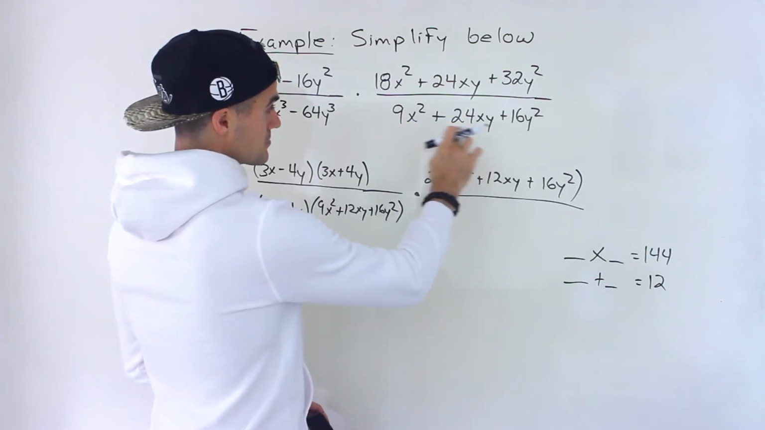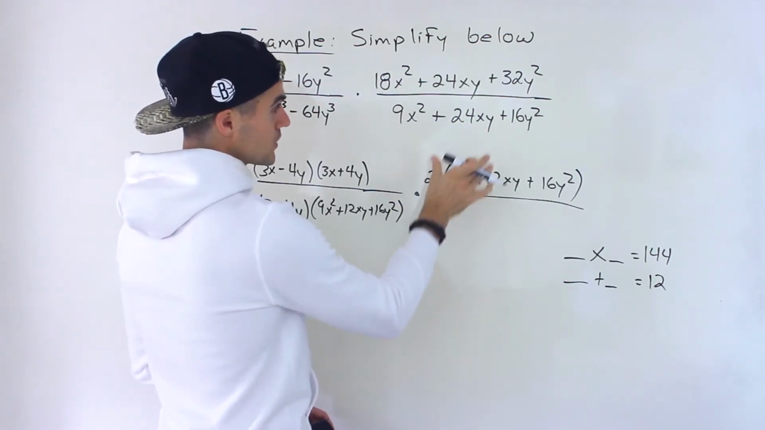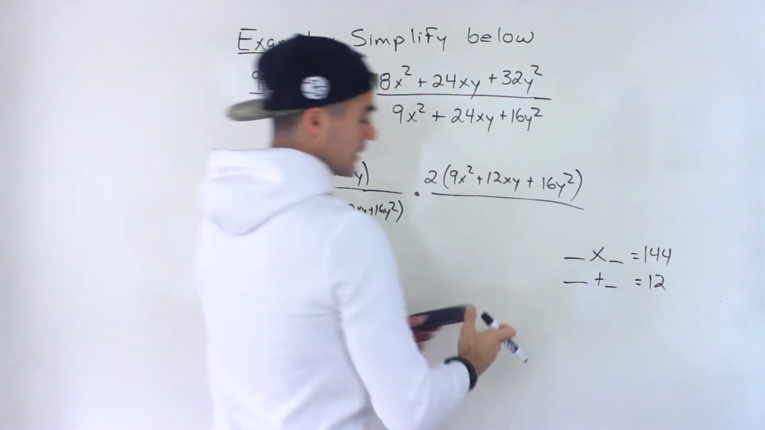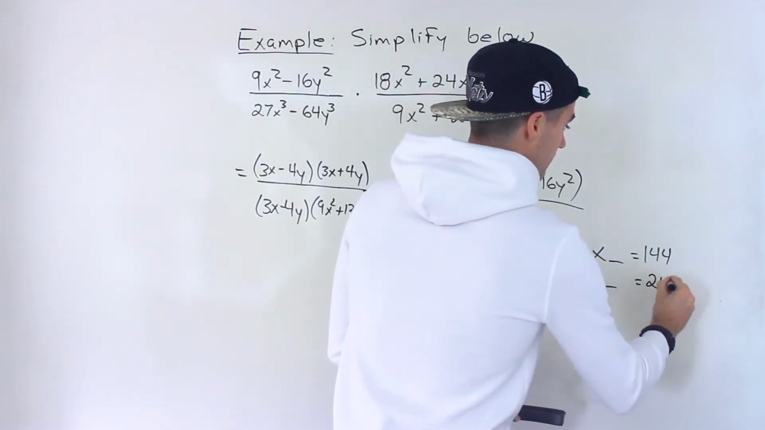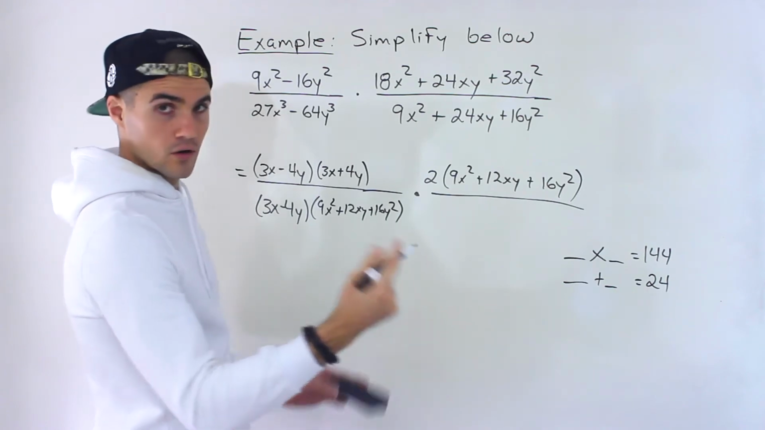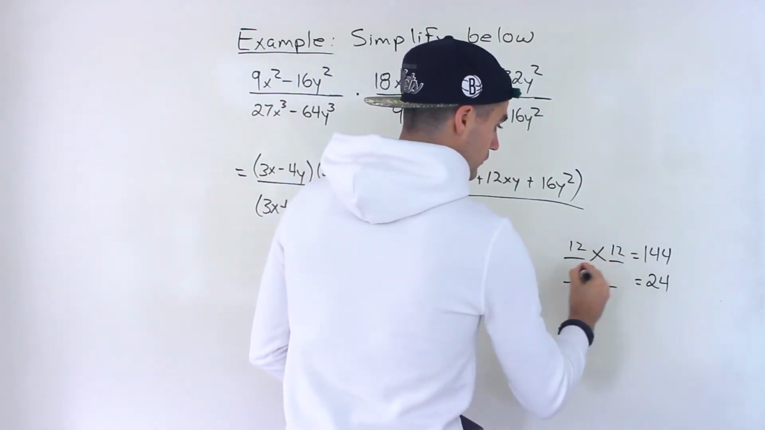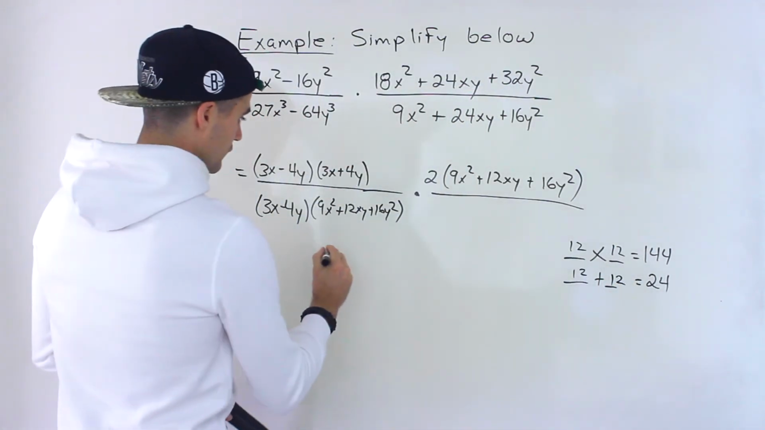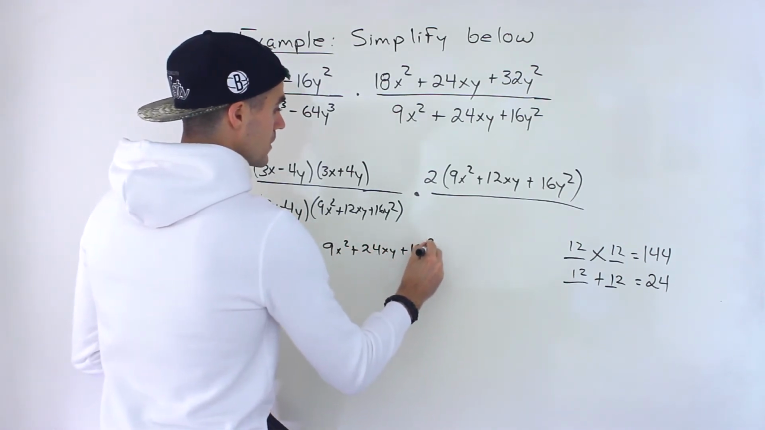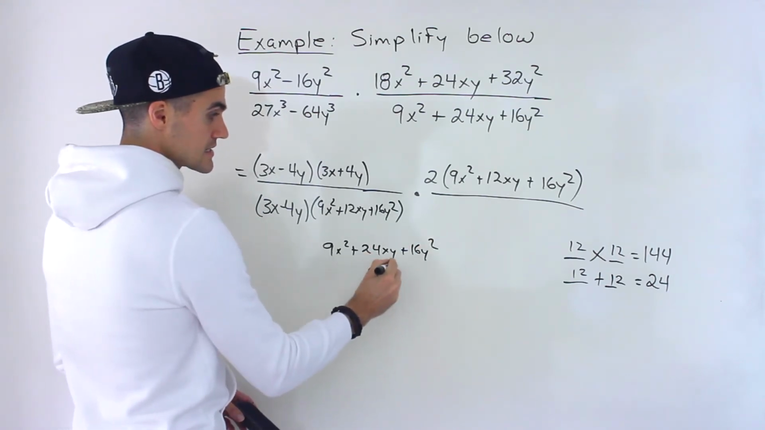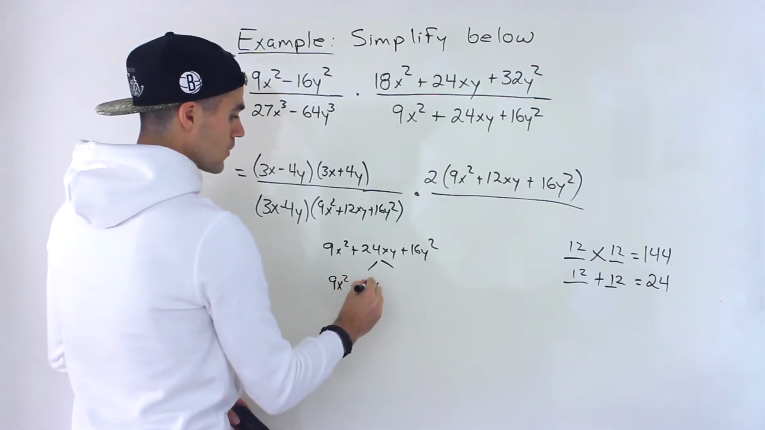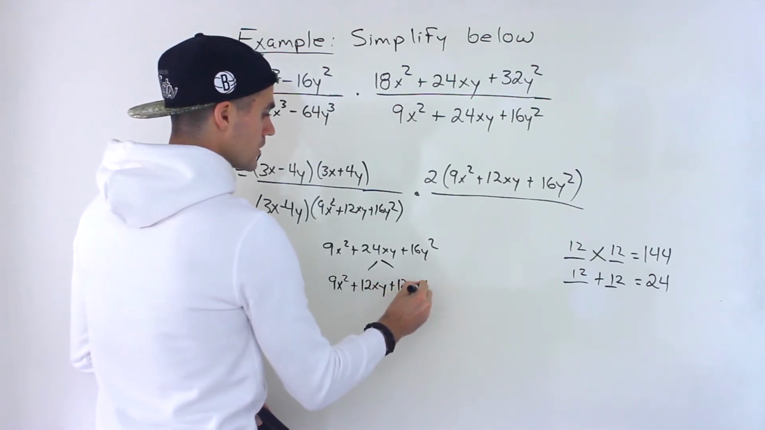Now, what about this bottom expression? 9x squared plus 24xy plus 16y squared. Notice we can't take anything out, but this actually does factor, because 9 times 16 is 144, but now the b value is 24. And there actually are two numbers that multiply to 144 and add up to 24. They are 12 and 12. So if we were to factor 9x squared plus 24xy plus 16y squared, because there are two numbers that satisfy these two conditions, we could decompose that 24xy into 12xy and 12xy.